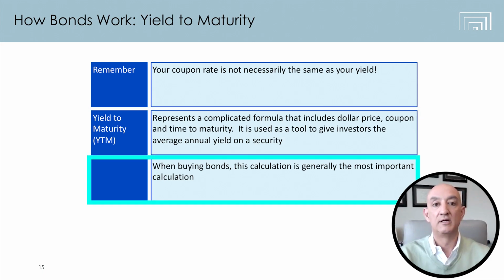One more comment on this. When you're buying bonds, this is generally the most important number that you need to know. So we're going to give you a couple of examples of what yield to maturity is.